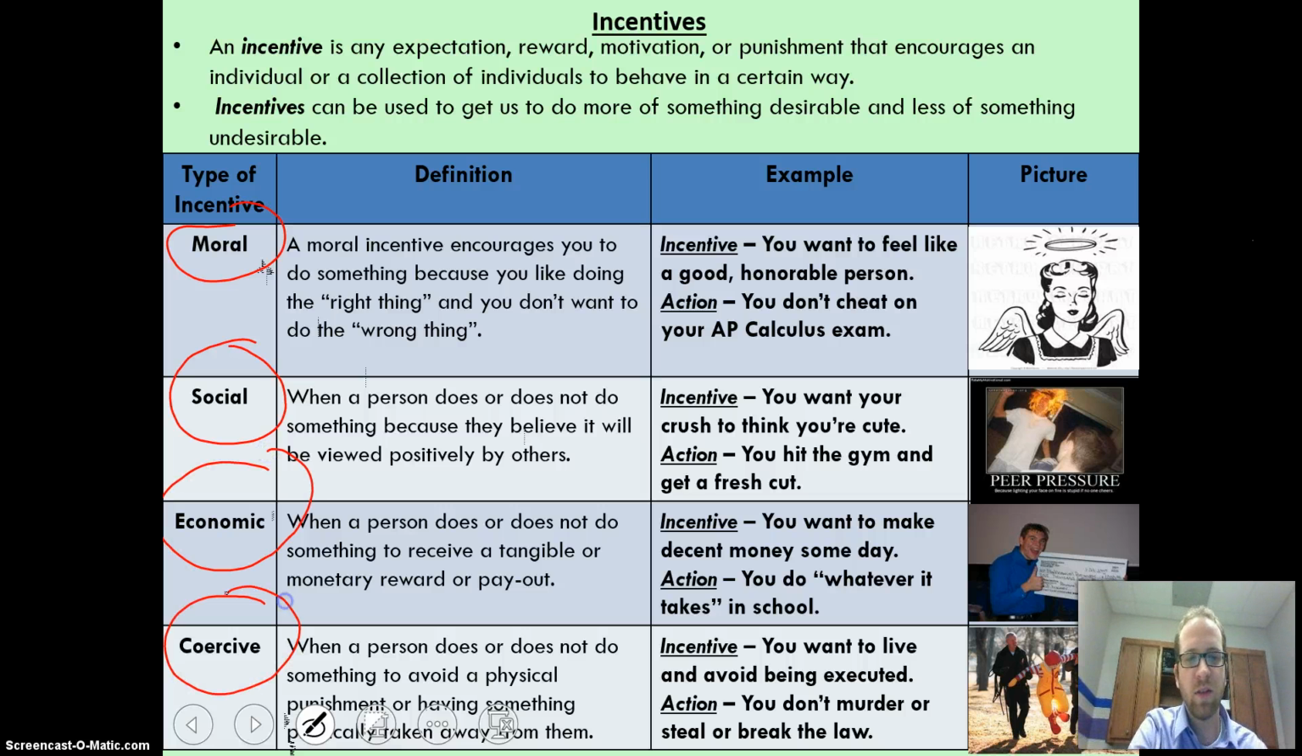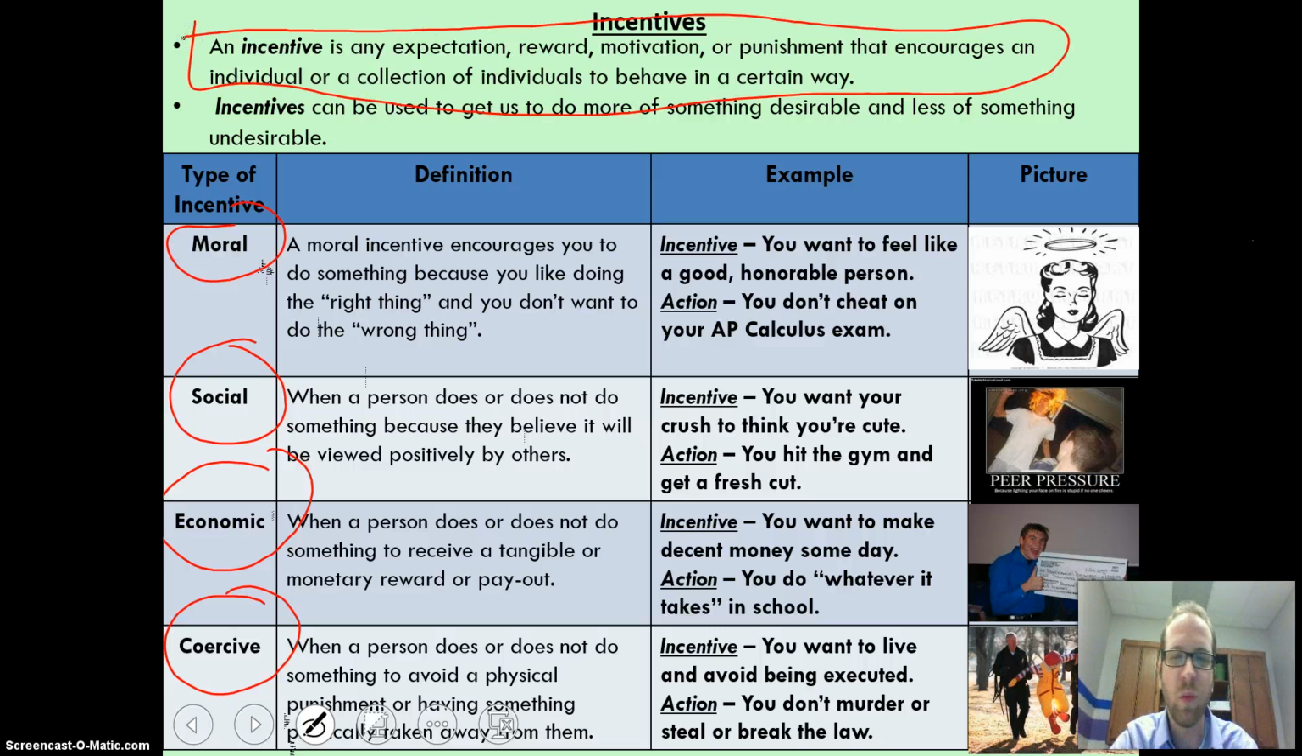As you can see here, an incentive is any kind of expectation, reward, motivation, or punishment that encourages an individual or a group of individuals to behave in a certain way. In other words, we're trying to get people to do something that we want them to do. That could be anything from not murdering people, to doing us a favor, to acting or dressing or thinking a certain way. Any of those things can be done through incentives.